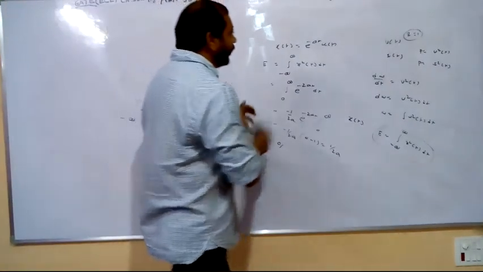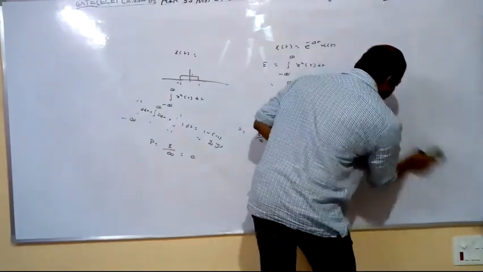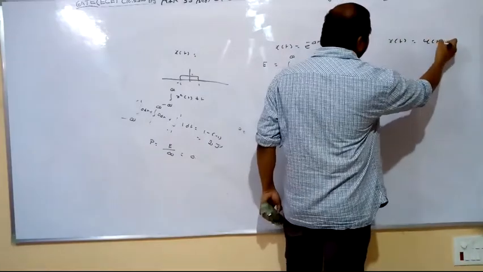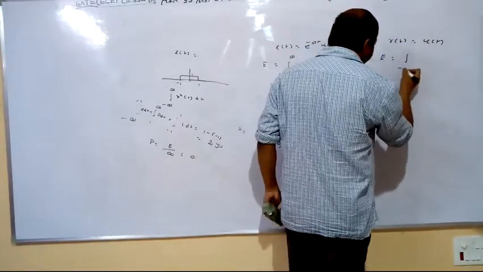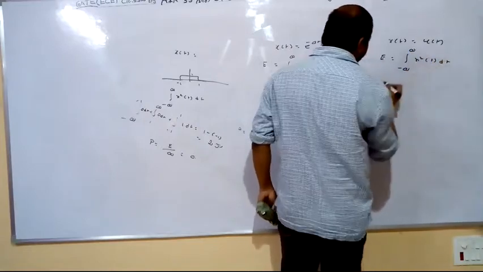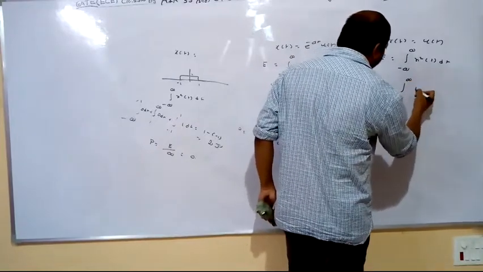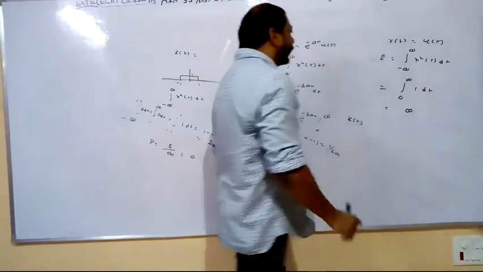Now here x of t is given as u of t. Then the corresponding energy is simply the integration from minus infinity to infinity of x square of t dt. Here, because of this u of t, the limits exist from 0 to infinity only, so 0 to infinity 1 dt. The corresponding value is equal to infinity.